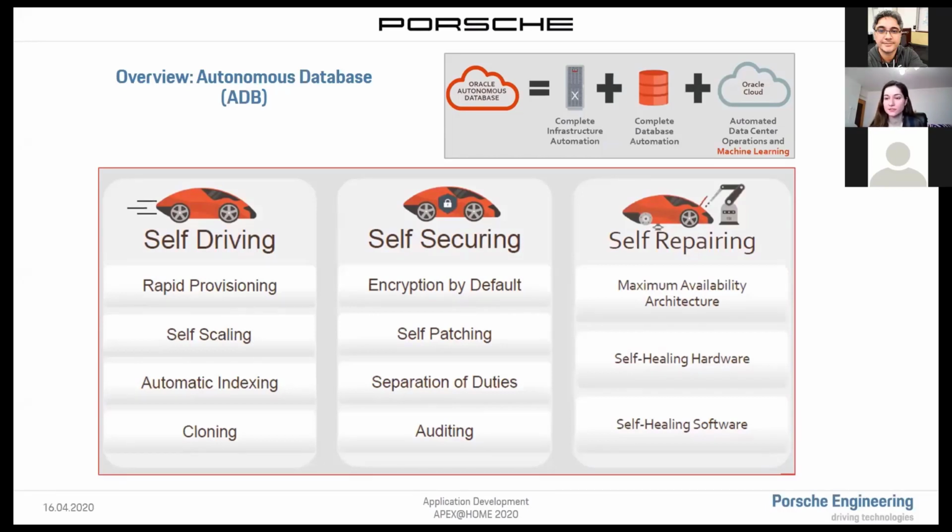The second important characteristic, as I mentioned, is self-securing. All the credentials are stored in a wallet, in a zip file, where you can find the actual TNS names with the connection details. You have the certificates there, and in that way Oracle adds another layer of security to your database. It is self-patching, so there is no downtime and the application runs continuously.